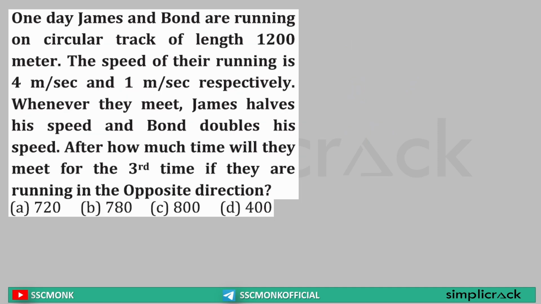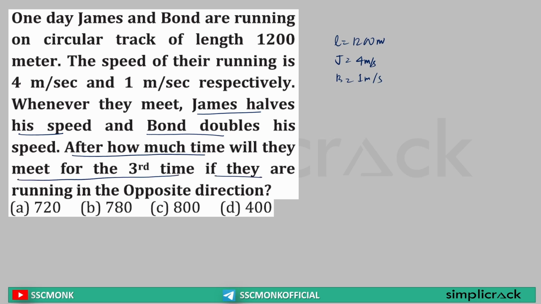Sorted? Next. One day, James and Bond are running on a circular track of length 1200 meter. The speed of their running was 4 meter per second and 1 meter per second. That means length 1200 meter, James running at 4 meter per second, Bond running at 1 meter per second. Whenever they meet, James halves his speed and Bond doubles his speed. After how much time will they meet for the third time if they are running in the opposite direction?